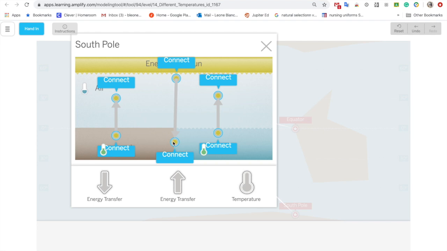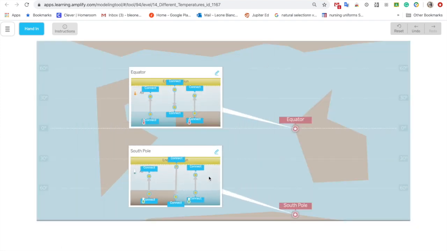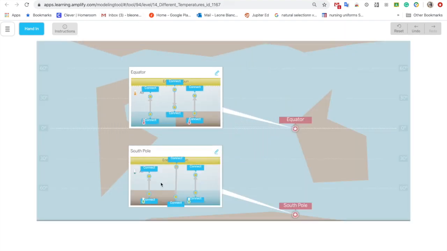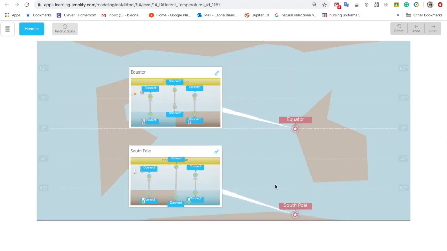It simply is that there's less sun coming to the ground surface in these locations. So if we look at both of these, again, the same direction, sun is coming down and the energy is transferring into the air. It's the same direction, but the amount of energy at the South Pole is much different.